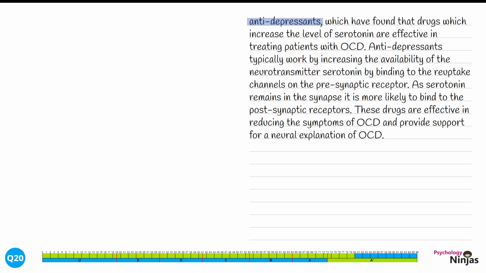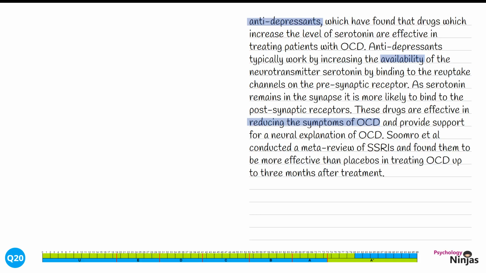It's important in our discussion that we discuss how the availability of serotonin is being increased. It's not that the vesicles produce more serotonin, it's that more is available in the synapse because those reuptake channels are blocked. It's also important here that we talk about the reducing of symptoms, and that's why they are effective. We're going to elaborate further here by talking about research support.